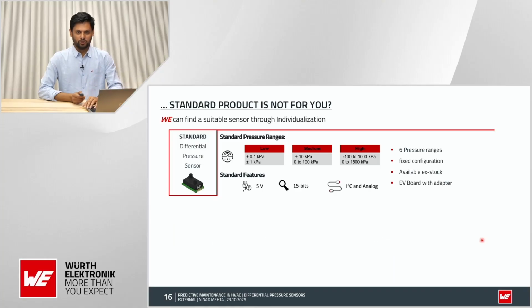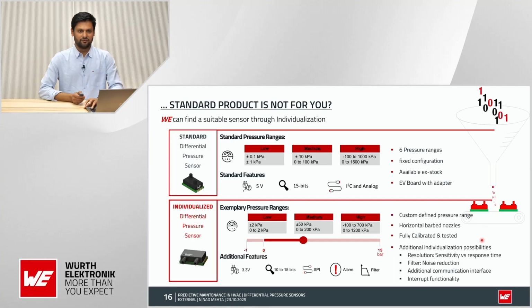If you need more than the fixed sensors, we are also able to individualize the sensors based on your application. You can either have 3.3 volts or a different resolution, or you can have an alarm generated directly from the sensor, which we talked about as the edge application. So we can fix the threshold for, let's say, a 50 kilopascal sensor. If the pressure crosses 20 kilopascal, then the sensor alerts the microcontroller directly, and the next steps can be taken by the operator or the technician. So these are the possibilities that we have.